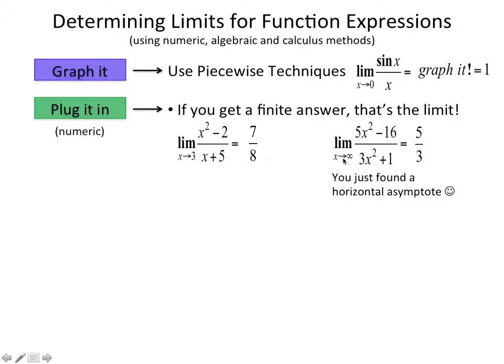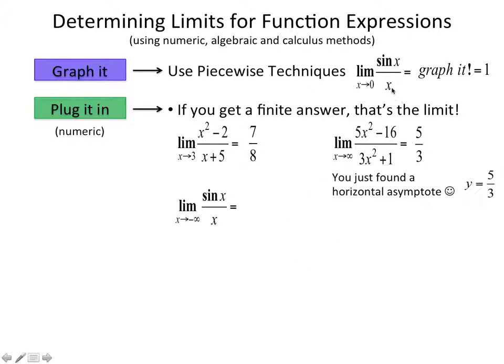And we also know that since we're way out at the ends of the function, if they're approaching some y value, that means that function is becoming horizontal, getting close to a horizontal asymptote. So y equals 5/3 is a horizontal asymptote.